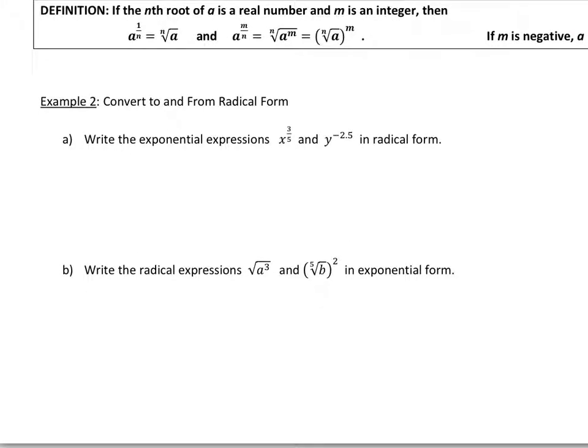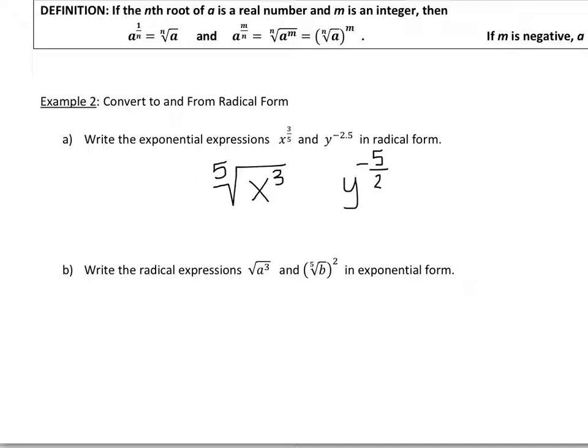We are supposed to convert to and from radical form. The first one says, write the exponential expressions x to the 3/5 and y to the negative 2.5 in radical form. Okay, let's start with the x one. In radical form, okay, x is the radicand. Where does our 3 go? With the x as the exponent. Where does 5 go? As the index. Very good. Okay, let's convert negative 2.5 to a fraction. 5/2? Okay, so it's y to the negative 5/2.